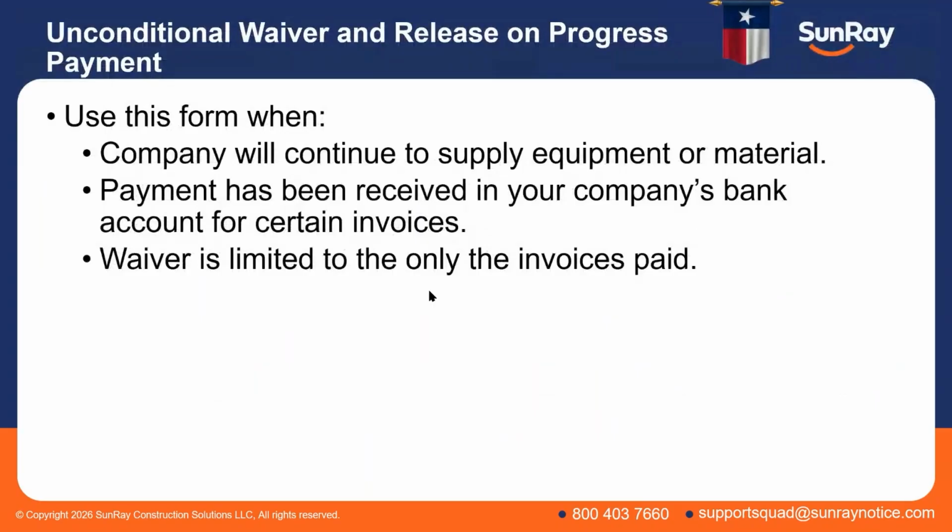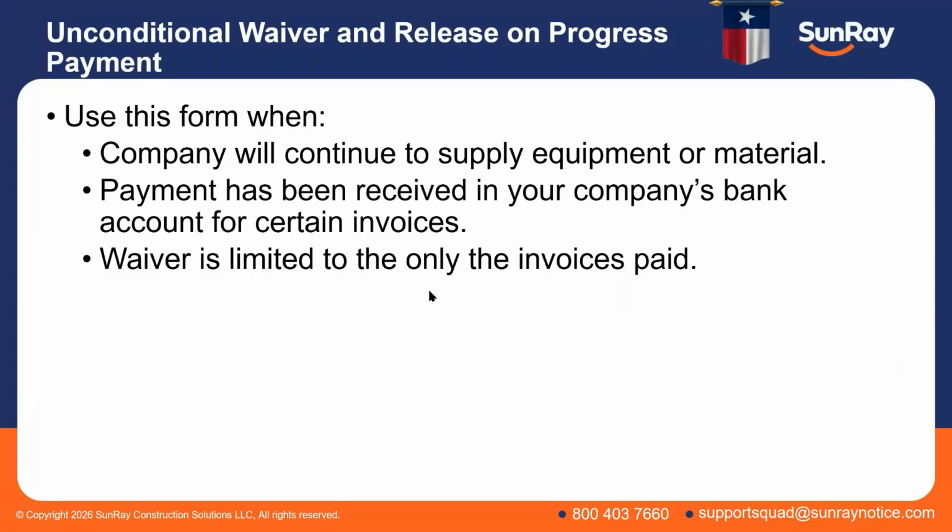So now let's move on to our second form, our second Texas legislative form, the unconditional waiver and release of progress payment, the unconditional form of that release on progress payment. So this is the second type of form again. So when are you going to use this? The unconditional form on progress payment.